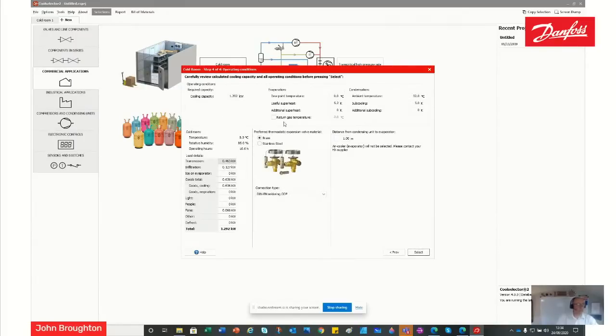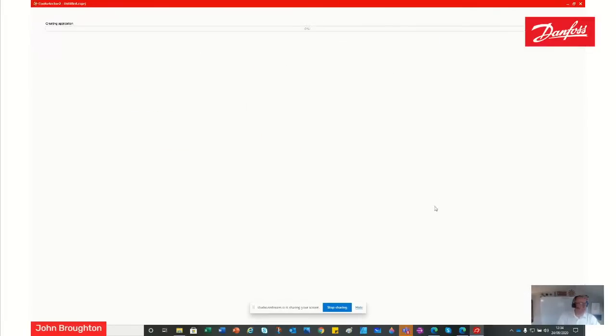We've got a cooling capacity, so fairly small. We've got our cold room information, so our temperature, humidity, operating hours, the heat load. So we're given the transmission through the walls, through the door, ice on the evaporator, the goods, cooling, respiration load, light load, etc., fan load. So we click select again and it creates our application, which takes a couple of seconds or so while the internal cogs of Coolselector are wearing away.